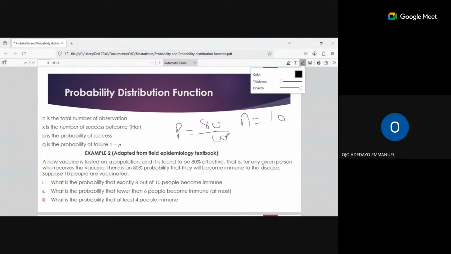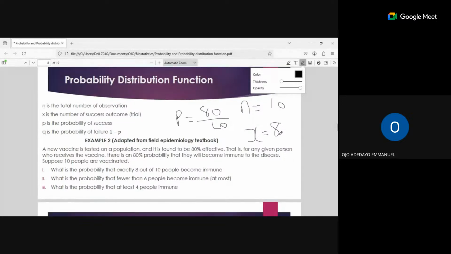Now, let us go to the question. What is the probability that exactly 8 out of 10 become immune? The one they are asking us to find is the X. The X is what the question asks us to find. What is the probability that exactly 8? So our X is 8, exactly 8 out of 10. That means if you vaccinate 10 people, what is the probability that out of that 10, 8 will be immune? They didn't say the probability that all of them will be immune. So we want to find the probability that, if we pick a sample of 10 and give them the vaccine, 8 out of 10 will be immune.